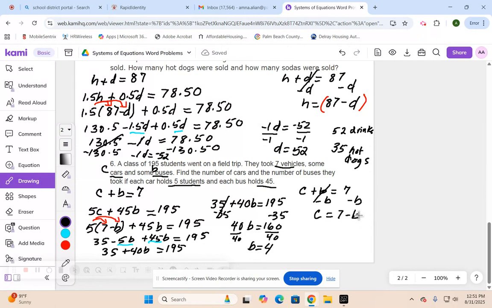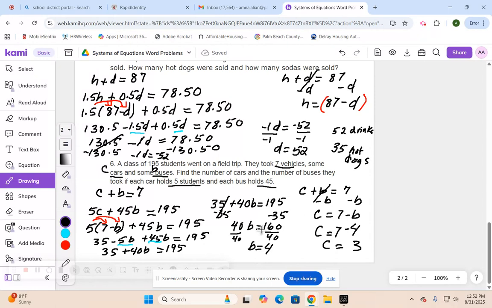We can replace B for 4 to find the number of cars. So C equals 7 minus 4. That means C is 3. So they took 3 cars and 4 buses.